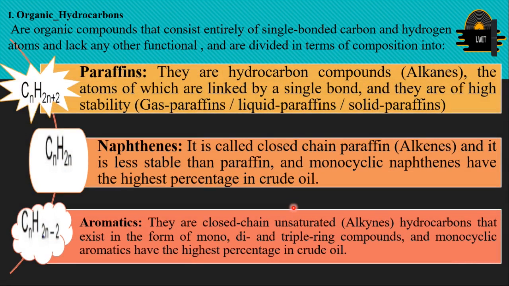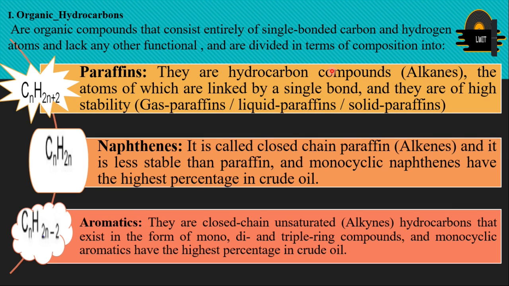So the composition of crude oil we can divide into three sections. The first section is organic hydrocarbons. They are organic compounds that consist of single bonds between carbon and hydrogen, and we can divide them into three parts. First, paraffins. This is the chemical formula.